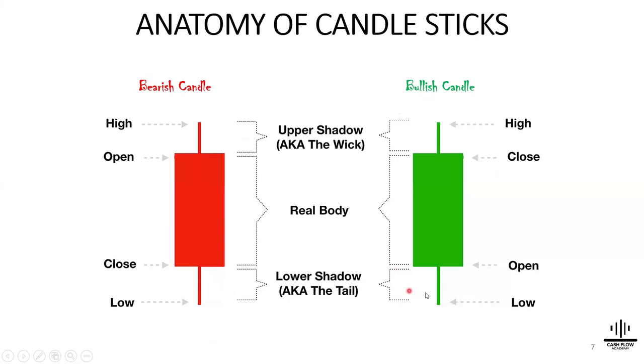The same for the bullish candle. Let's say this is a daily bullish candle. Price opened at this point, moved down to form a low, which is a wick, and then moved up to close above the open. This place is called the close. After forming a high, this wick here is the upper shadow. Now, the distance between the open and the close is called the body.